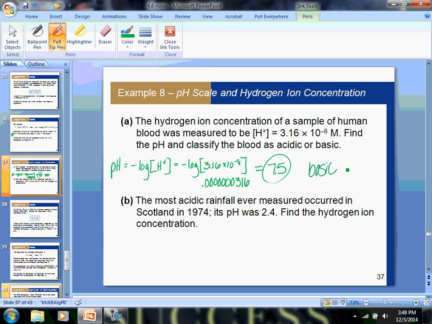Okay. And then for part B, the most acidic rainfall ever measured occurred in Scotland in 1974. It had a pH of 2.4. So we want to find the hydrogen ion concentration because that's what makes it acidic. So now we're going to be solving for H plus. Our pH was 2.4.